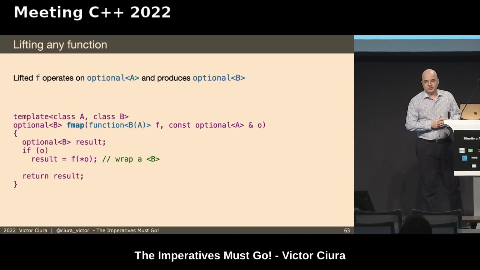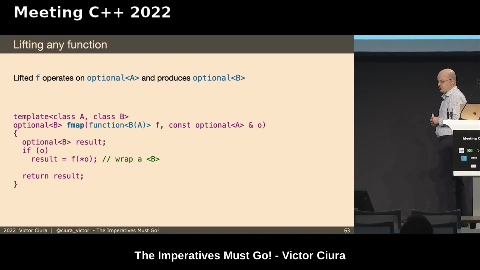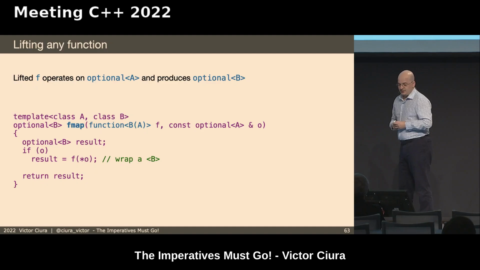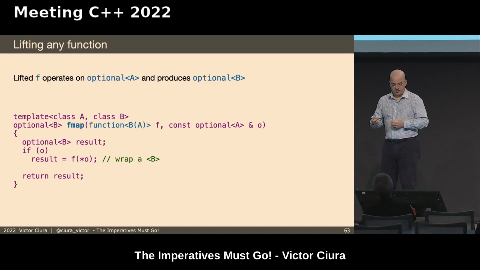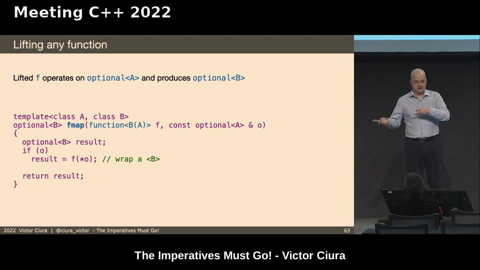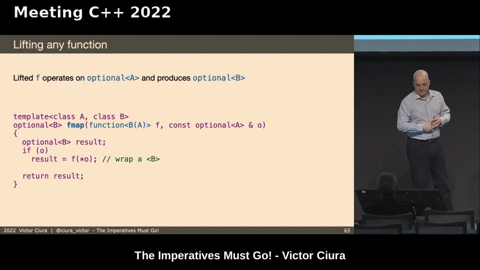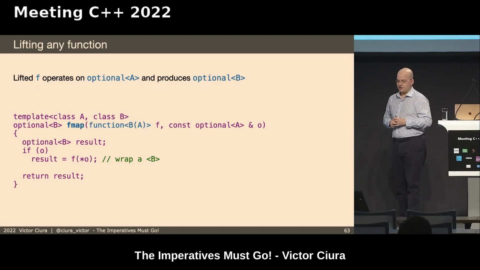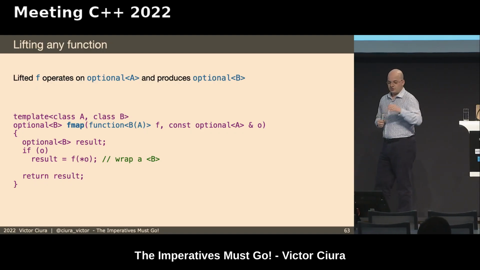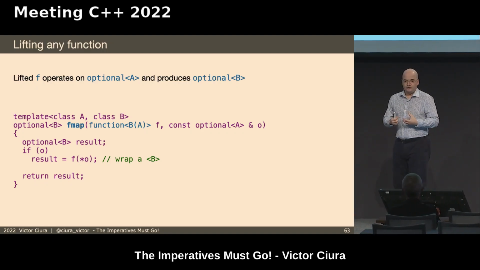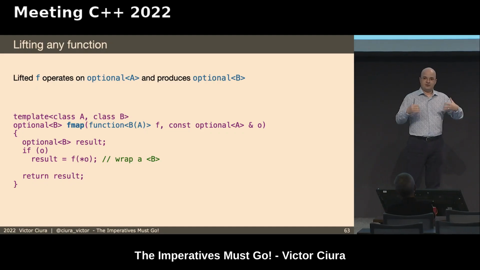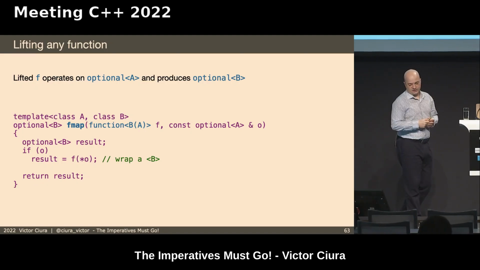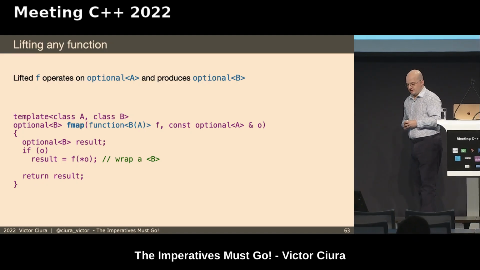And one such possible implementation would be an fmap function, which takes as an argument a function from A to B. So a standard function takes an argument of type A and returns a value of type B. And it does a transformation on an optional. So it transforms an optional of A into an optional of B. And it does so using any function. So this is a higher order function because it takes a function as an argument. So fmap is a higher order function. One of our first examples today.